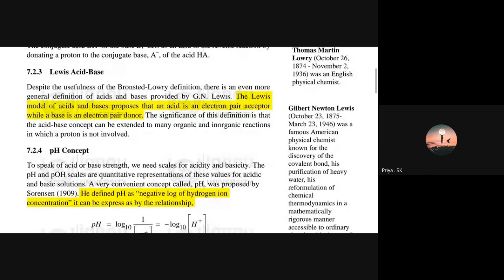Then third type of acid base is called as Lewis acid base. Despite the usefulness of Bronsted-Lowry definition, there is an even more general definition of acids and bases provided by G. N. Lewis. The Lewis model of acids and bases proposes that an acid is an electron pair acceptor while base is an electron pair donor. This is opposite to the previous theory. In Lewis model of acid and bases, it proposes that acid is an electron pair acceptor while a base is an electron pair donor.